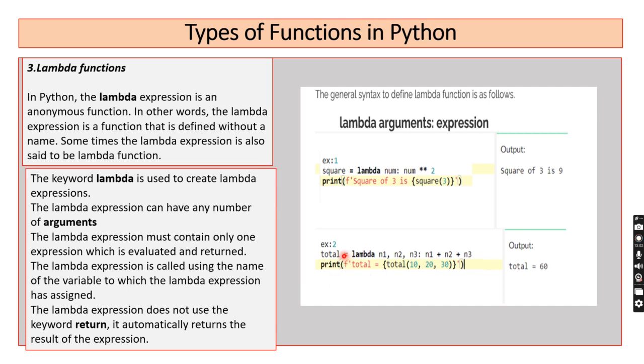Then the second example: total is equal to lambda n1 comma n2 comma n3 colon n1 plus n2 plus n3. These are the arguments, and lambda is the keyword. Then this is the expression. In this expression we are adding the three numbers n1 plus n2 plus n3. In this statement we are passing the arguments 10, 20, 30. In the lambda expression, 10 plus 20 plus 30, this is 60 will be executed. We are getting the output as 60.